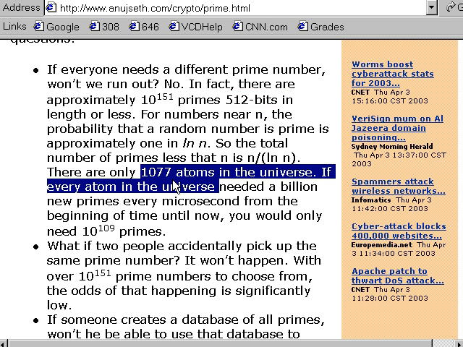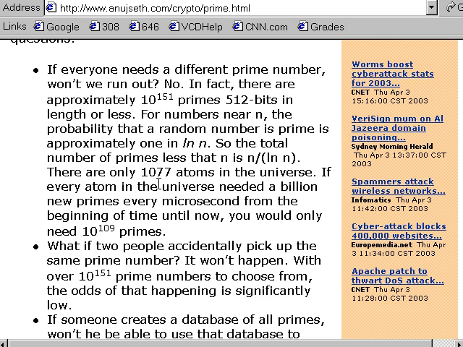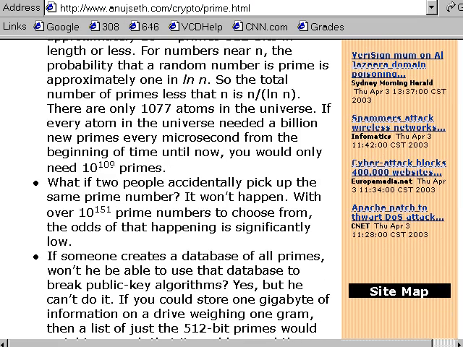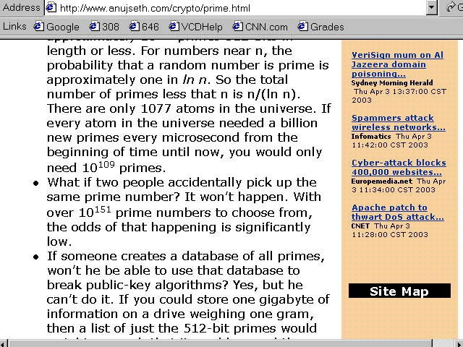Not exactly. I think this is a typo. I think there are more than 10 to the 77 atoms in the universe. I think there's probably 10 raised to the 77 atoms or something, unless I'm mistaken.